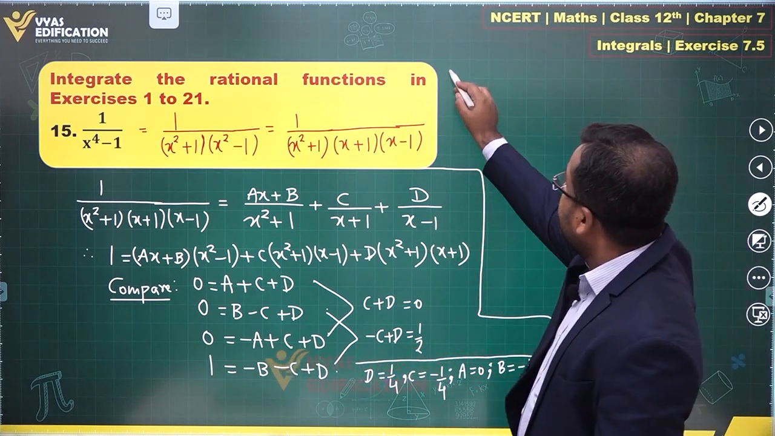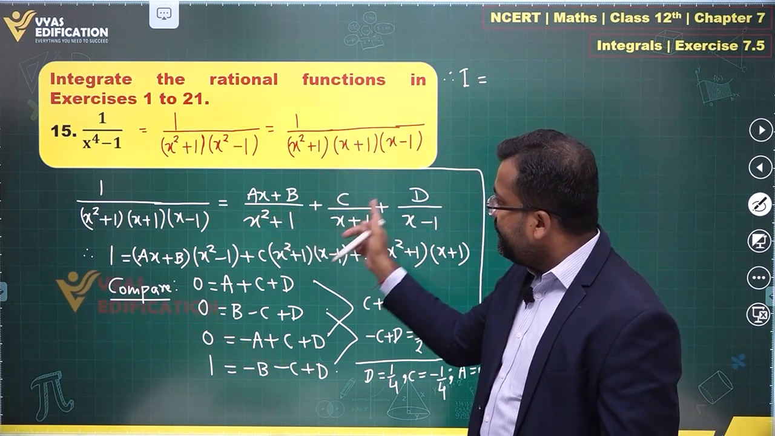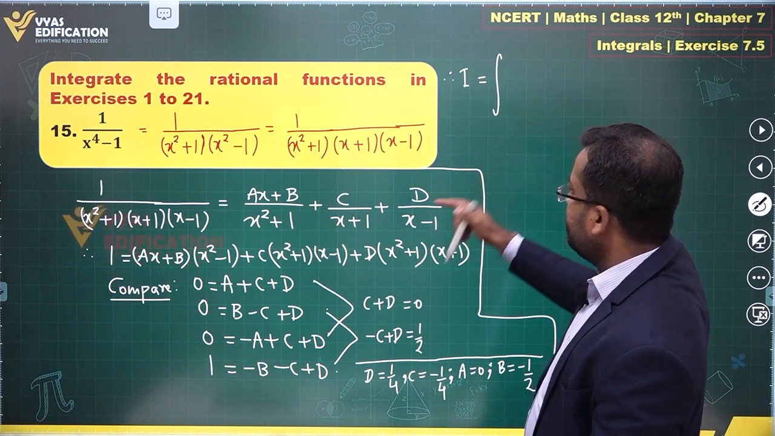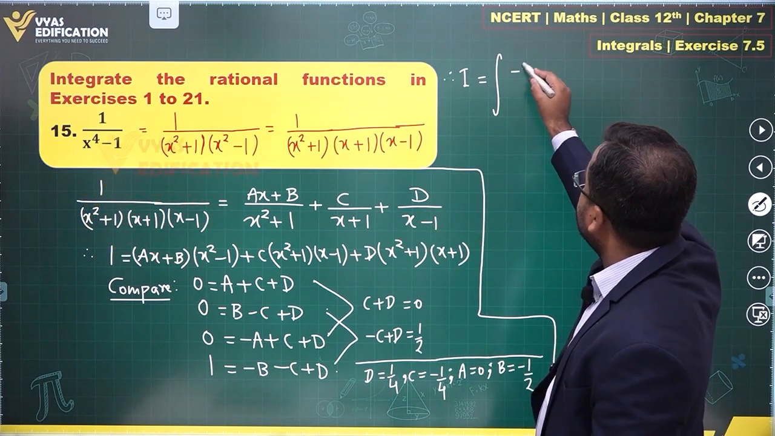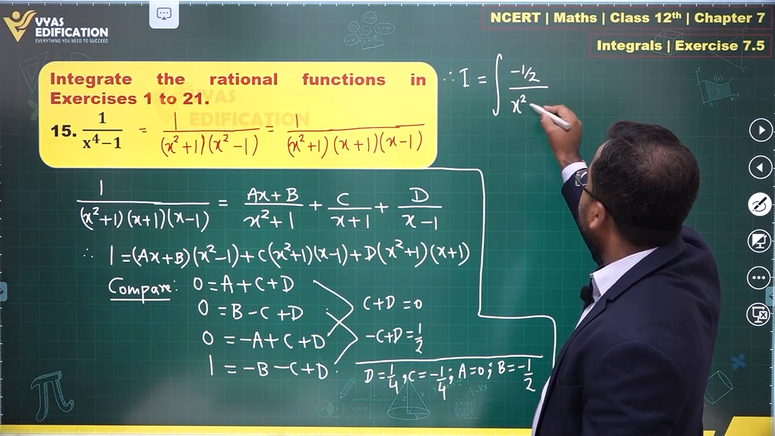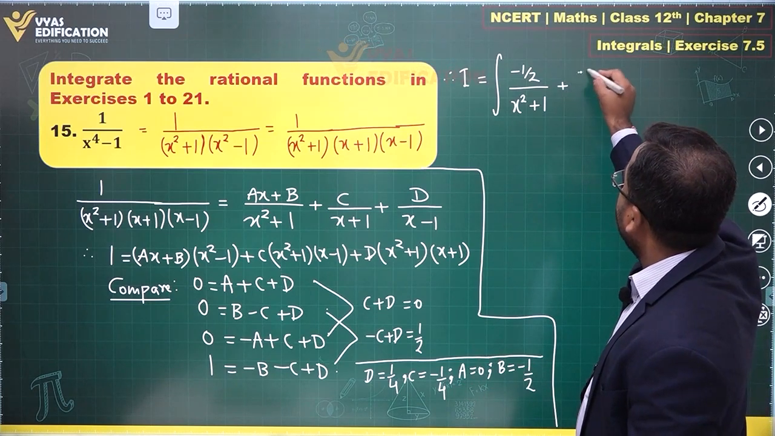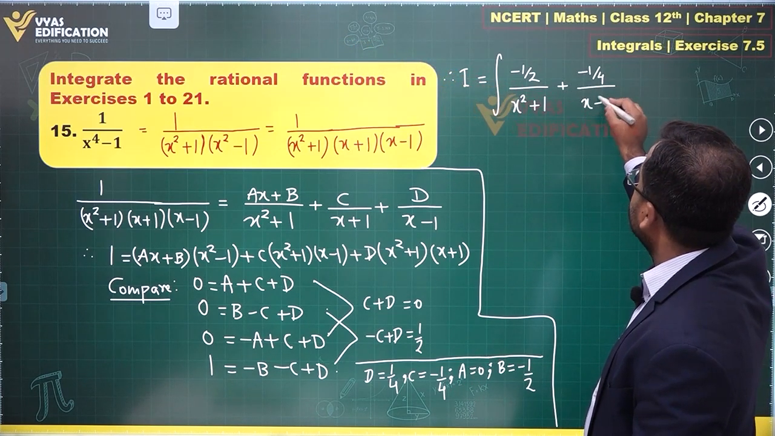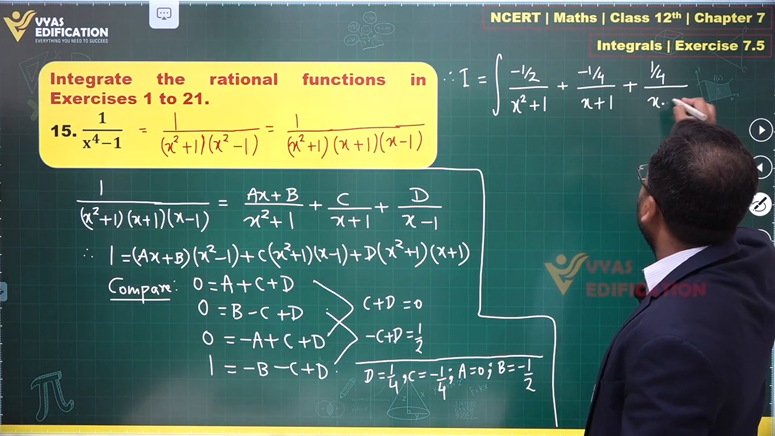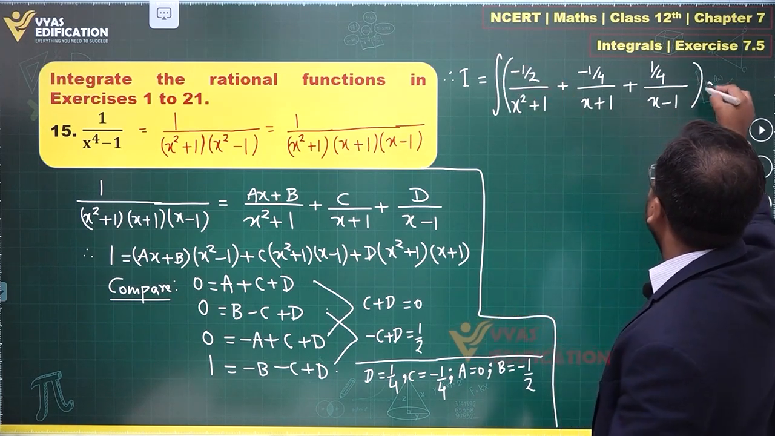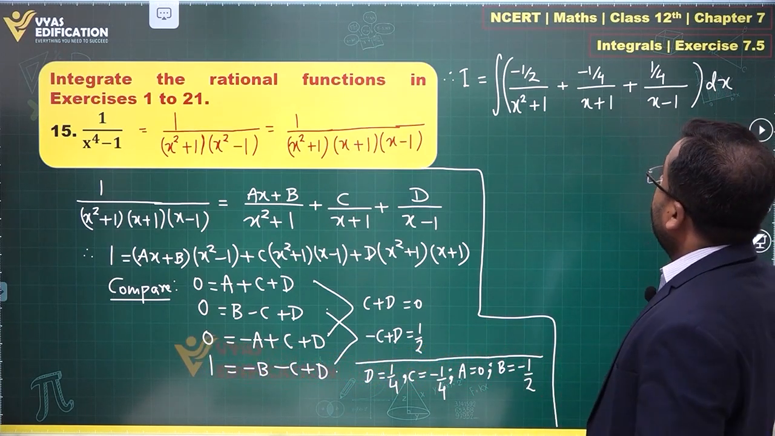Therefore, integral I, which was integral of that, therefore this whole expression could be written as integral of ax plus b, which is 0 times x plus b, which is minus 1 by 2 upon x square plus 1. Then you have c upon x plus 1, which is minus 1 by 4 upon x plus 1, plus d, which is 1 by 4 over x minus 1, dx. This is what you have. Is that okay? Yes. What else?